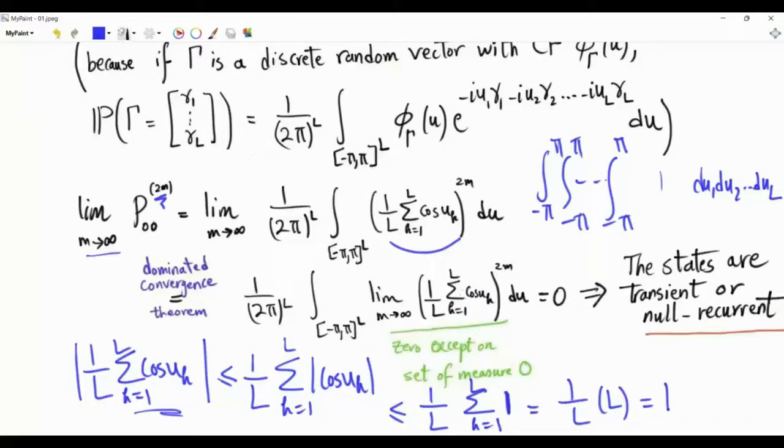So this bracket is 1 only on a set of measure 0 in the L-dimensional space. Otherwise, this bracket is less than 1. And because we have something less than 1 raised to the power 2m, when we take the limit as m goes to infinity, the limit is 0, and the integral of 0 is 0. The limit is 0. And because the limit is 0, we now exclude the possibility that our state is positive recurrent. Our state is either null-recurrent or transient.